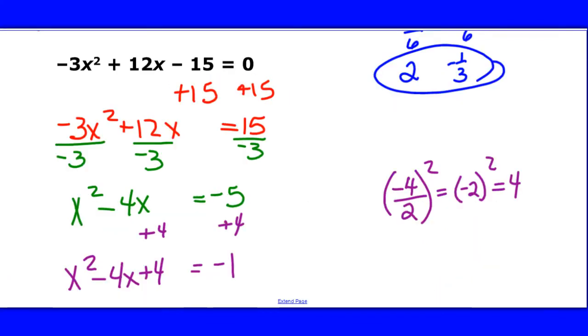Now, for the second one, you're going to do the same thing, and we're going to start out by adding 15 to both sides. Then we realize that that a value is not 1, so we divide everything by -3, and here's where we end up. Half of your b value squared, so half of -4 is -2. -2 squared is 4. Add the 4 to both sides. This is a perfect square trinomial, and here's this.